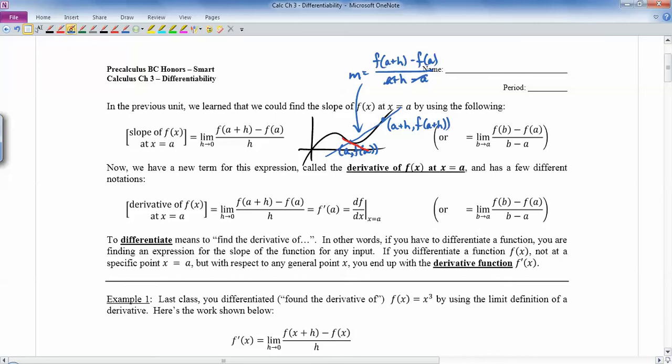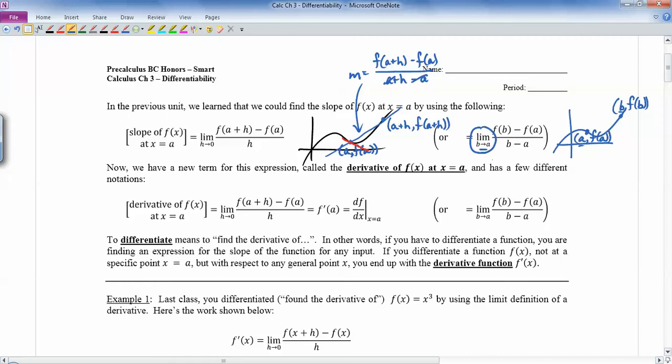The alternative definition is this one over here, which is the same exact thing, except instead of calling it a and a plus h, we call it a, f of a and b, f of b. And in this case, I make b turn into a. That's why the limit down here says b goes to a.